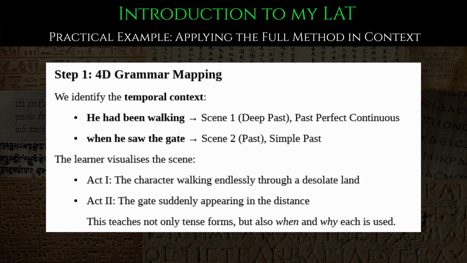The learner visualizes the scene. Act 1. The character walking endlessly through a desolate land. Act 2. The gate suddenly appearing in the distance. This teaches not only tense forms, but also when and why each is used. And via constant repetition and usage of this, we could omit the learning by heart part of declension and conjugation, simply by reiteration and usage.